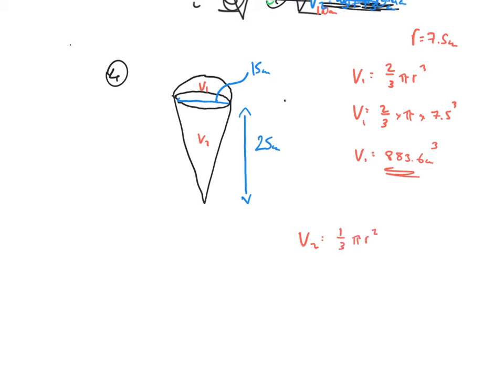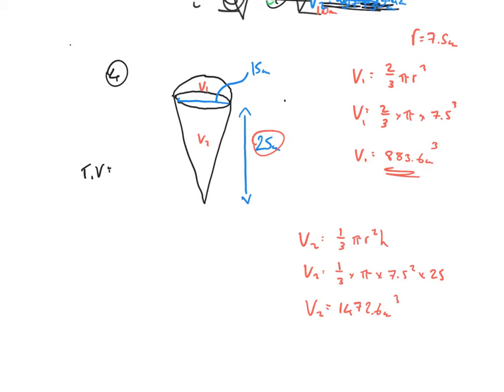Formula 1/3 pi r squared h. That's 1/3 times pi times the radius squared. So the radius is 7.5, 7.5 squared multiplied by the height, which is 25. Okay, so let's punch that in. And that will be 1,472.6 cubic centimetres.